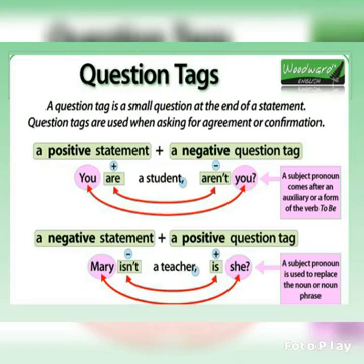Now, as you know that a negative statement always takes a positive tag. Now, the thing which you should remember is a subject pronoun is used to replace the noun or noun phrase. If the subject is a noun or a noun phrase, then you will use a pronoun at the end of the tag. Mary isn't a teacher. Here, isn't is in negative form. So, in question tag, you will write is, and as Mary is a girl, you will replace Mary with she. So, it will be is she. Mary isn't a teacher, is she.